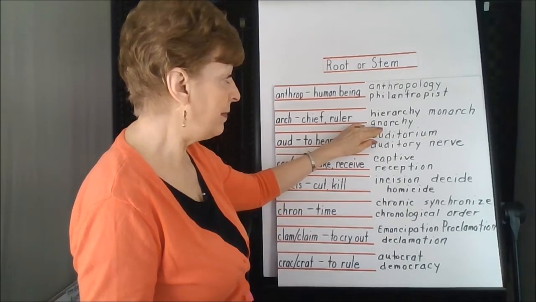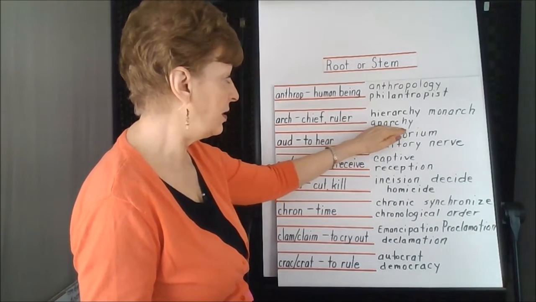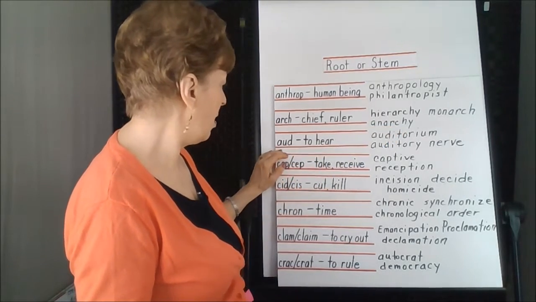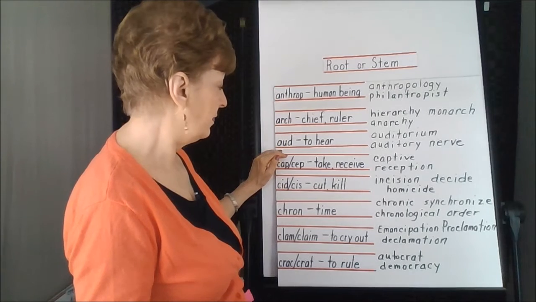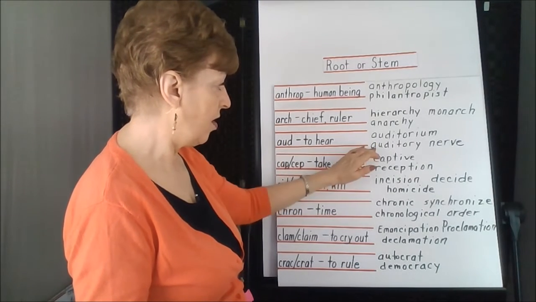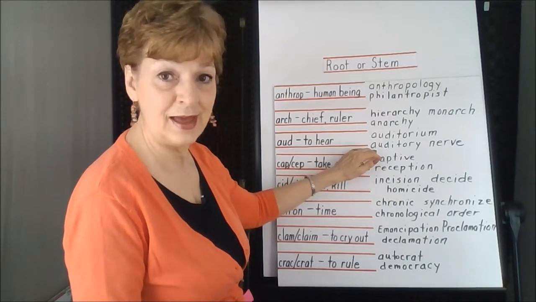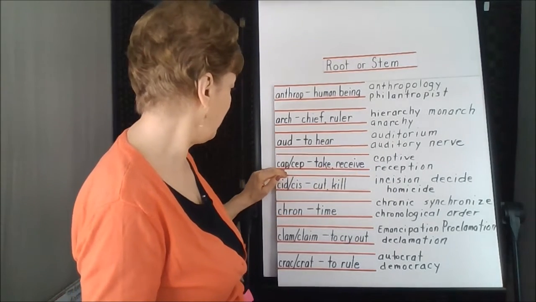Anarchy, an meaning not, so we're having no chief or ruler, it's just chaos. Aud, to hear, auditorium, auditory nerve. Where do you think that is in the human body?